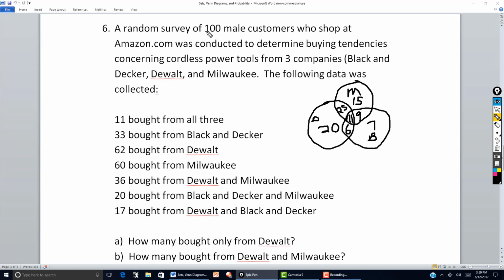Now remember we surveyed 100. So we add up all these values in all the different regions, and we get 93. Subtract that from 100, that leaves us with 7. So there you have all the regions. Now we can answer the questions here.